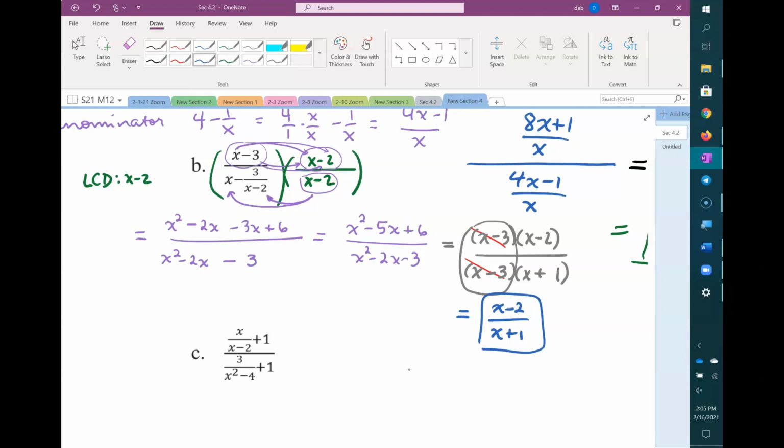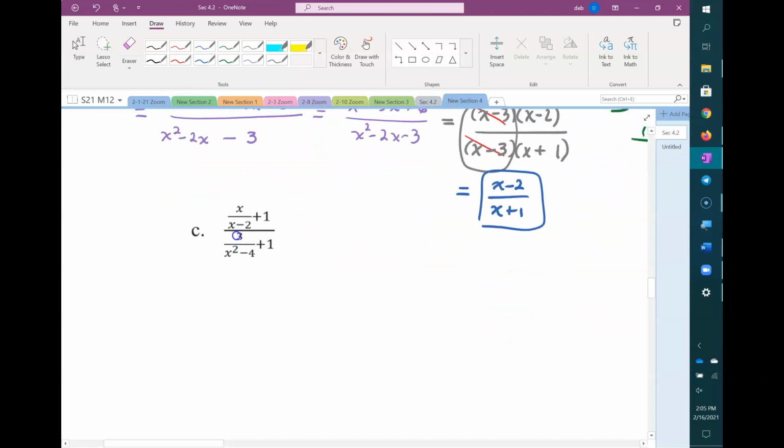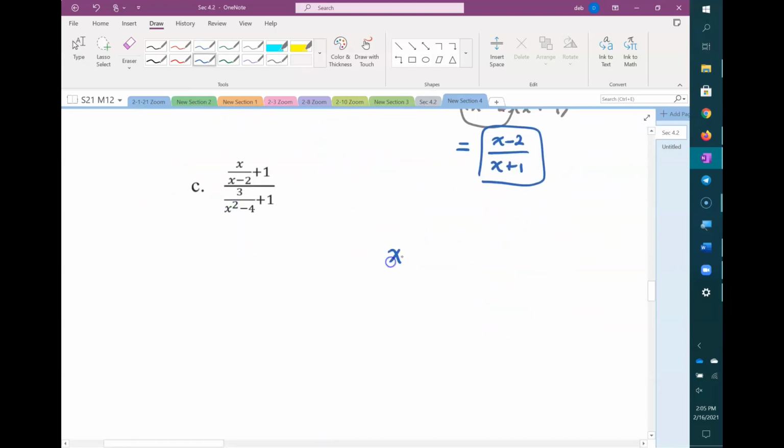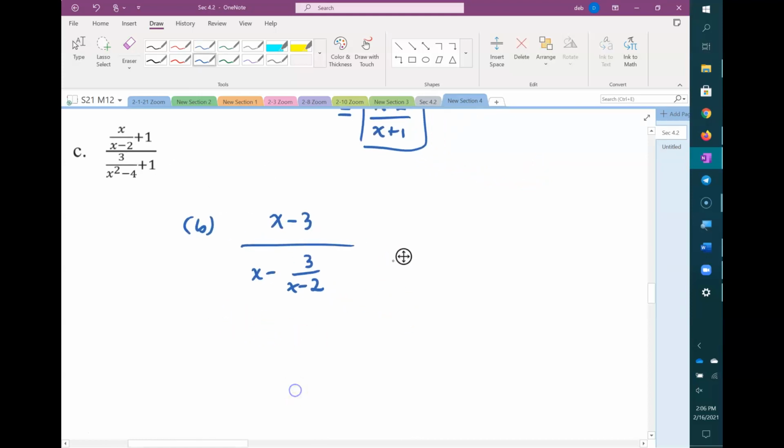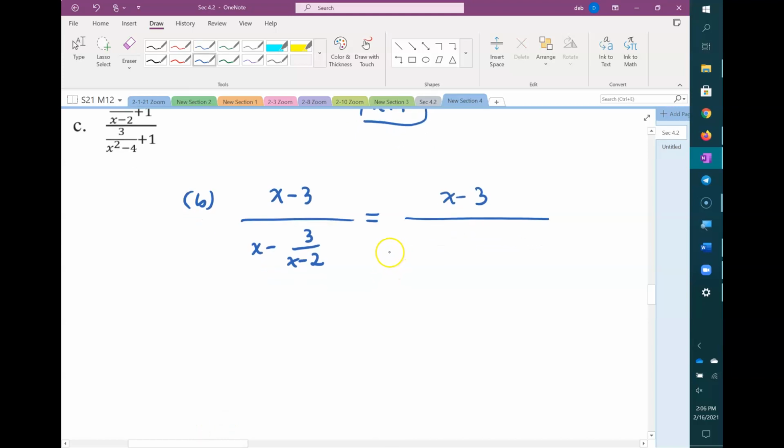Okay, so that's the first way. Let me show you how I would do it the second way. So the second way, I already have my numerator ready. My denominator, I would need to multiply by x minus 2 over x minus 2 to get my common denominator.